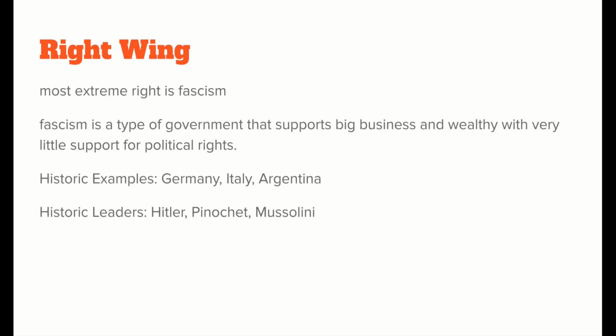For right wing, we'll start at the most extreme right, which is fascism. Fascism is a type of government that supports big business and the wealthy with very little support for political rights. Examples: Germany, talking about fascist Germany, which is the Nazis, Italy during World War II, and Argentina, Pinochet. Historic leaders are Hitler, Pinochet, and Mussolini. So again there were not very many political rights, but they supported large businesses and ended up controlling the economy as well, but supported private businesses, money, and investment.